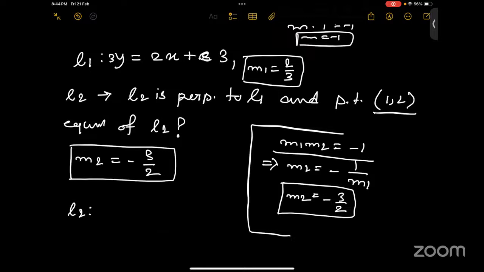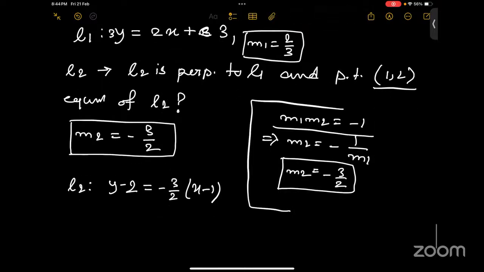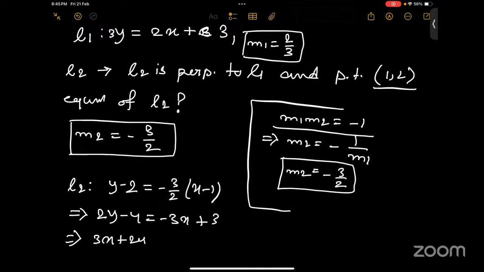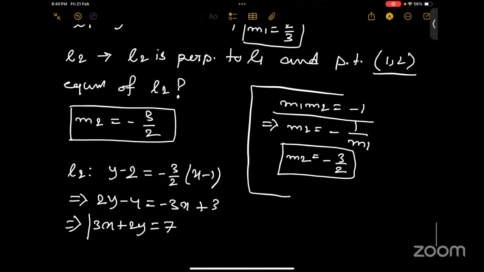Just put in the formula. y minus y naught. What is y naught? Y naught is 2, equals -3/2 into x minus 1, right? Now we can simplify it. Then we will get 2y minus 4 equals -3x plus 3, right? That means 3x plus 2y equals 7. So this is the final equation. Is it fine now? Yes, ma'am.